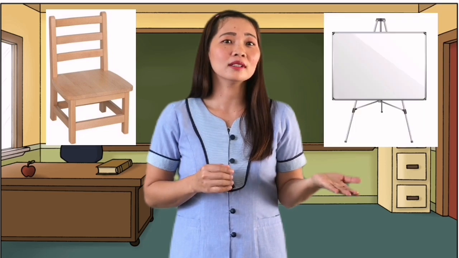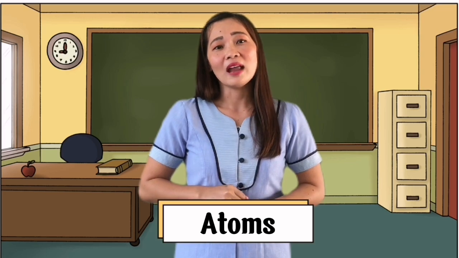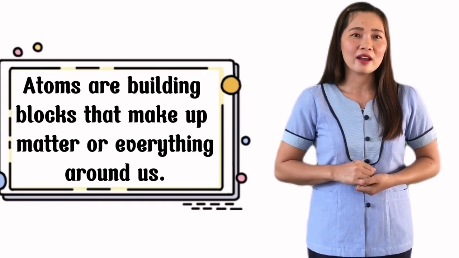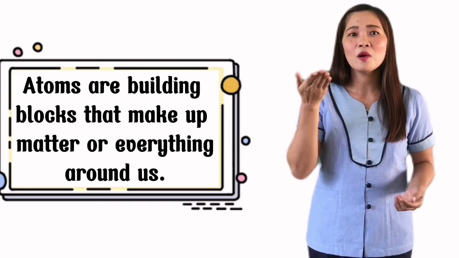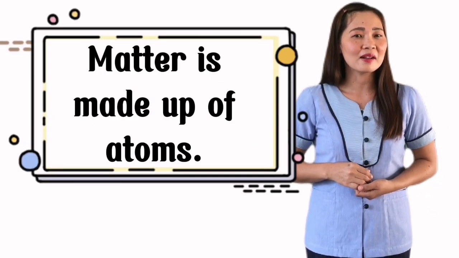Have you ever wondered what matter is made of? This chair, whiteboard, or even this glass. Don't you know that these are all made up of atoms? What are atoms? Atoms are building blocks that make up matter or everything around us. What you see, hear, smell, or feel are all matter. So again, matter is made up of atoms. Atoms are super tiny particles that you cannot see with your naked eye.